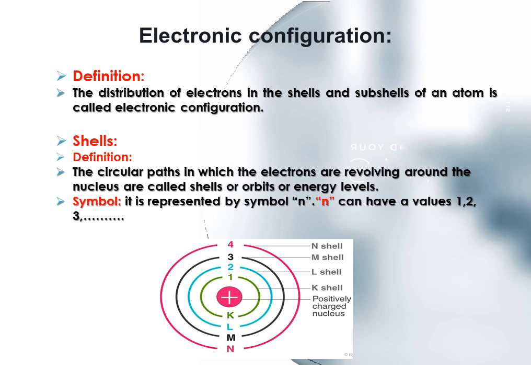Look at the picture given below. In the picture, a positively charged nucleus is shown, and around the nucleus 4 shells are shown. 1 means n is equal to 1, the first shell, and its name is K. 2 means n is equal to 2, the second shell, and its name is L. 3 means n is equal to 3, the third shell, and its name is M. And 4 means n is equal to 4, and its name is N.